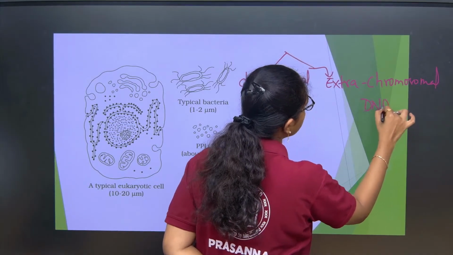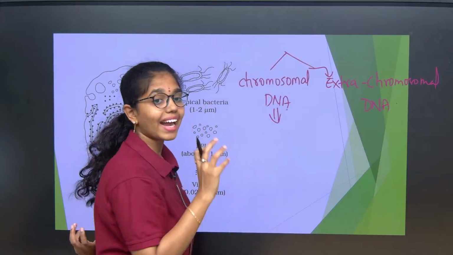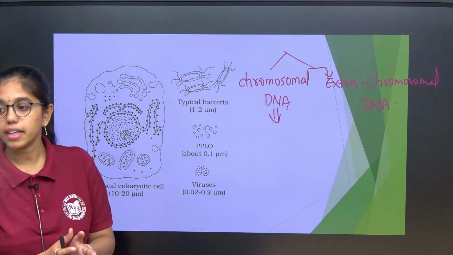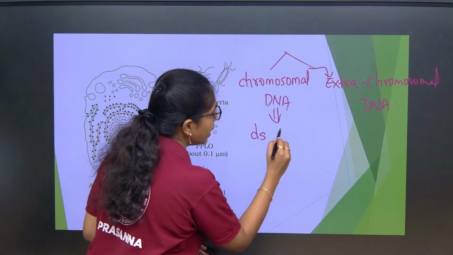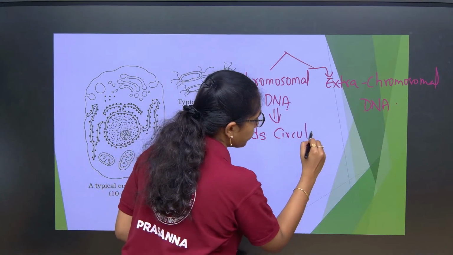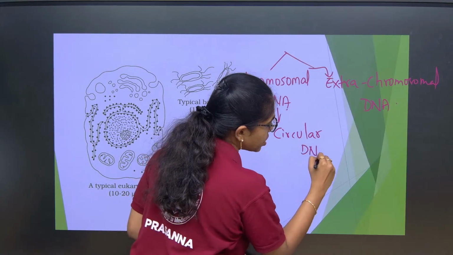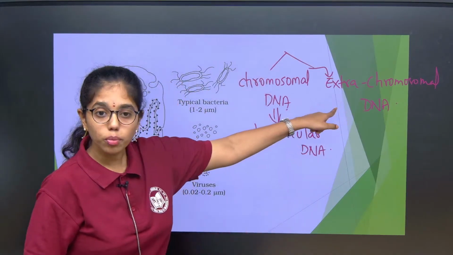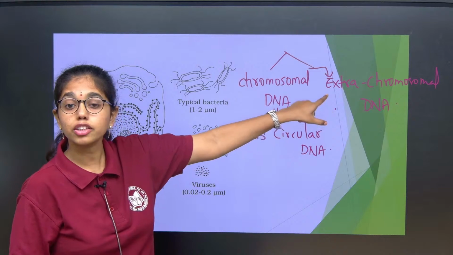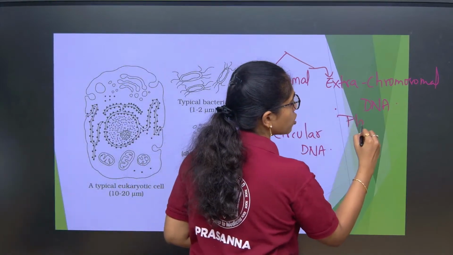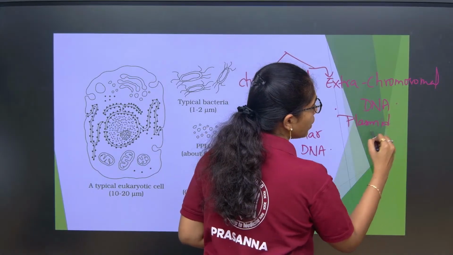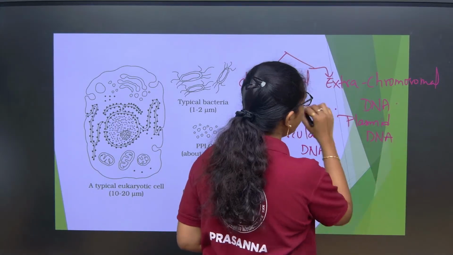What is the chromosomal DNA? It is the actual genetic material present in the prokaryotic cell, which is double stranded circular DNA. Extra chromosomal DNA is also called non-genomic DNA or plasmid DNA. It is called what? Non-genomic DNA or plasmid DNA.